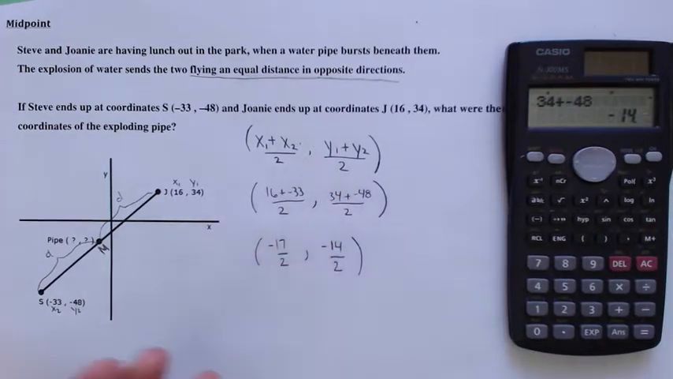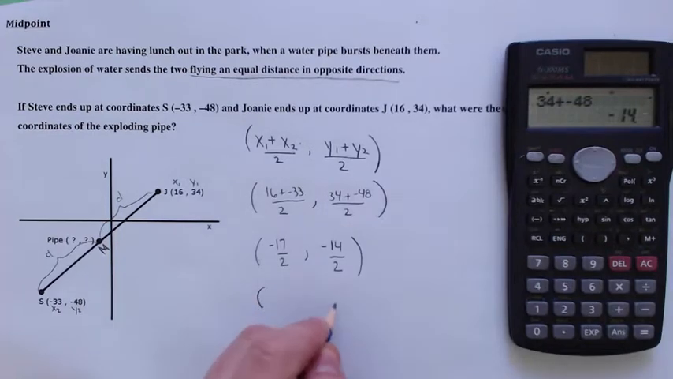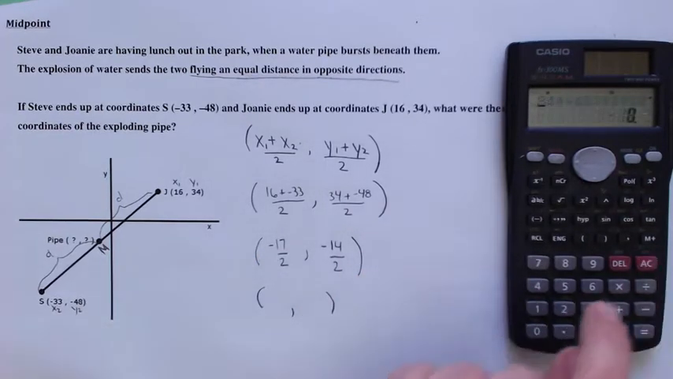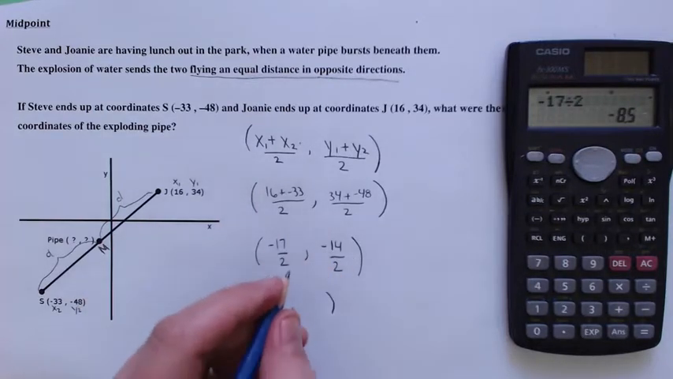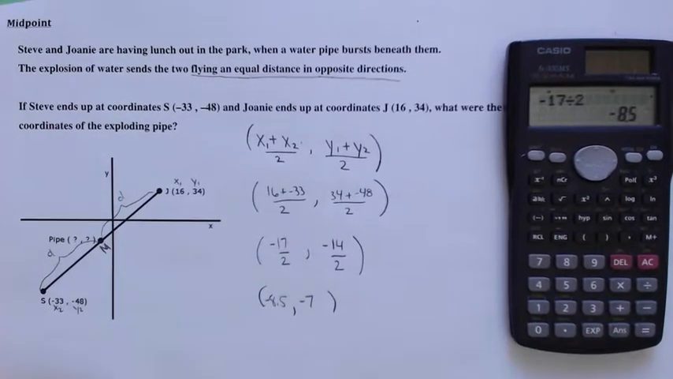I guess the last thing that maybe some students forget is they got to do that division. I mean, sometimes we just stop on the top. So make sure you finish it off. Negative 17 divided by 2 is negative 8.5. And then negative 14 divided by 2, I don't need the calculator for that one. Trust me on that. It's negative 7.